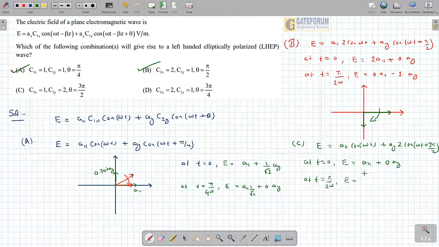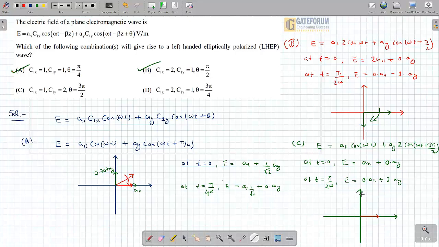E will become pi by 2, that is 0 Ax. And this is pi by 2 here, and 3 pi by 2 will become 2 pi. It is 2 Ay. Now here if you see, at 0 it is Ax, Ax is the resultant of 0 only, and this is 2Ay, it is here.